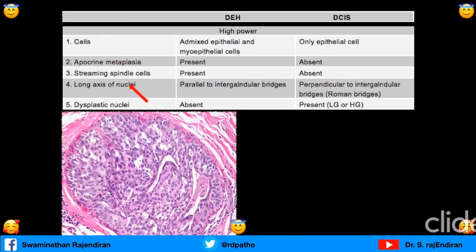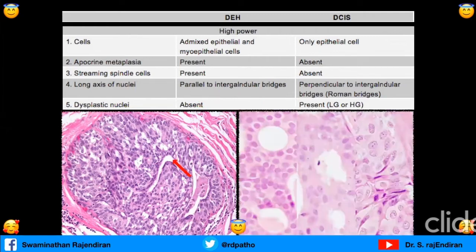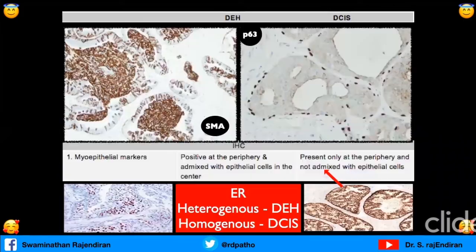Here you can see the long axis of the nuclei parallel to the intraglandular bridges, whereas in DCIS, they will stand. They will stand here. They are perpendicular. That's why it is known as Roman bridges, perpendicular. So that is a very important feature you have to remember.